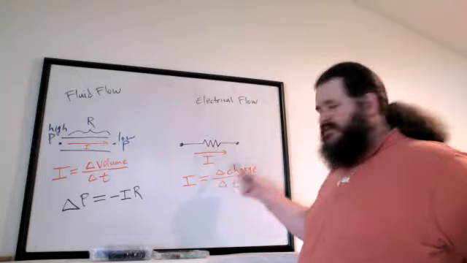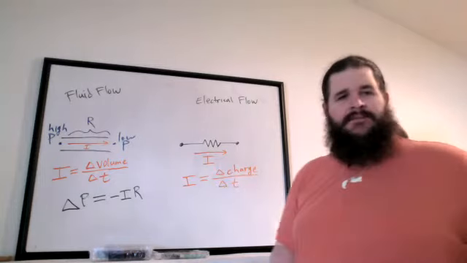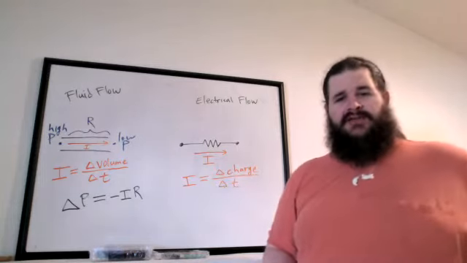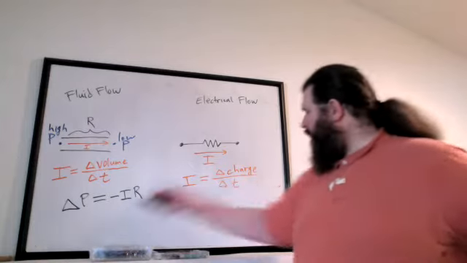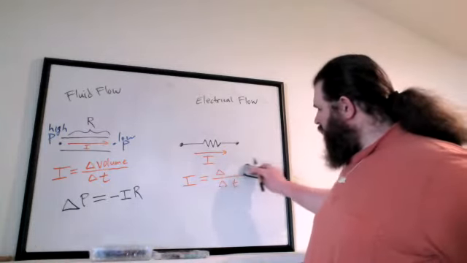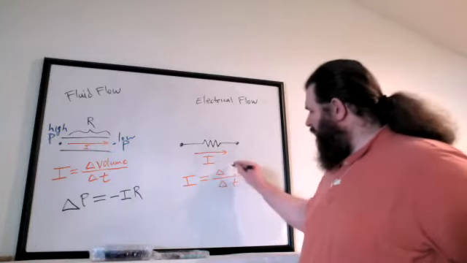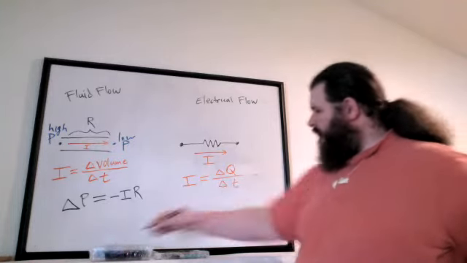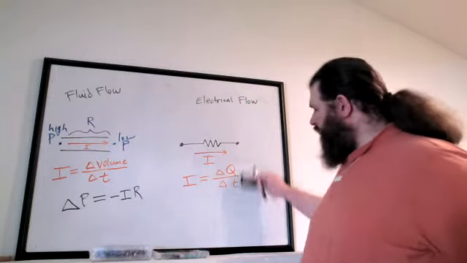So we're going to define current for electricity. Electrical current is change in charge over change in time. That is how much charge flows past that point per second. And we usually write charge as a Q, sometimes capital, sometimes lowercase, depending on context.